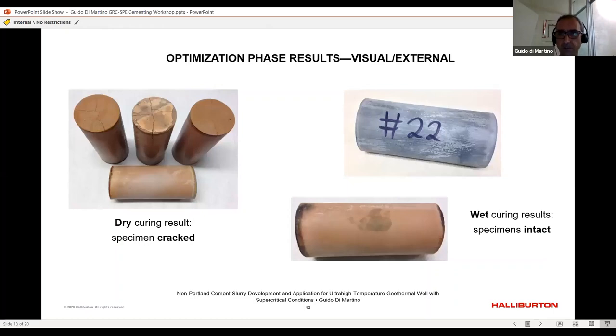Specimens dry cured still showed cracks. However, wet and wet-dry cured specimens did not show damage. You can see the change in color during dry curing exposed to air.